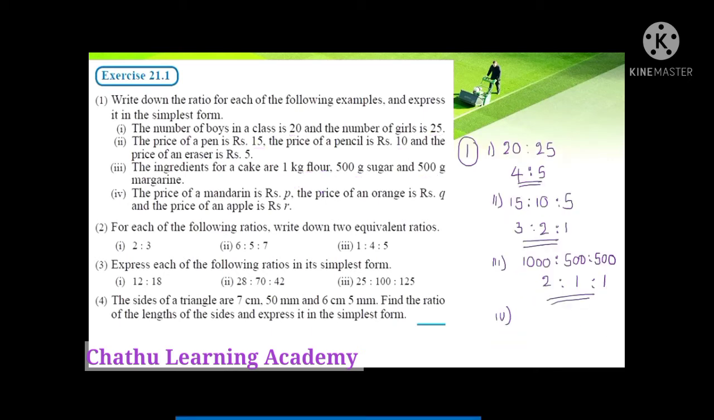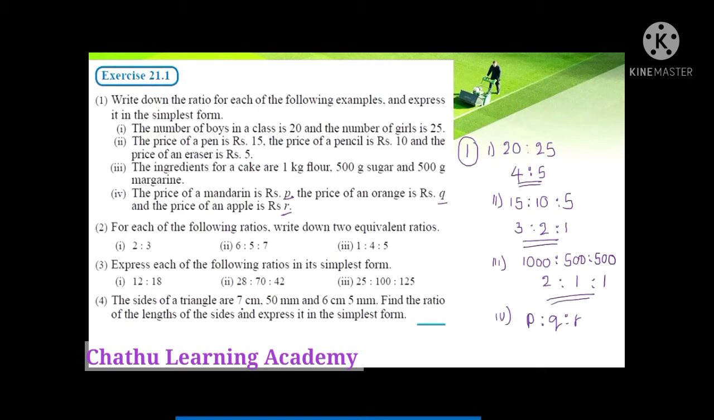Fourth one, the price of a mandarin is P rupees. The price of an orange is Q rupees. And price of an apple is R rupees. Then here they have given the value in algebraic symbols. So we can write the ratio as P is to Q is to R. I think you can complete second one and third one. Look at the fourth one.